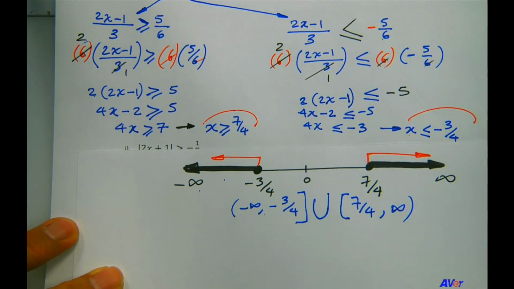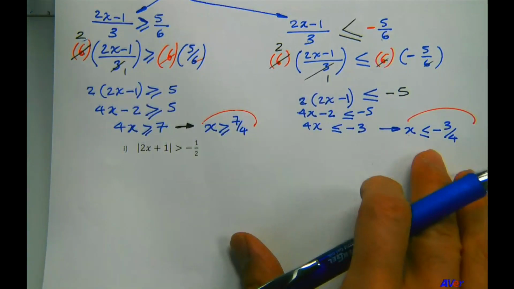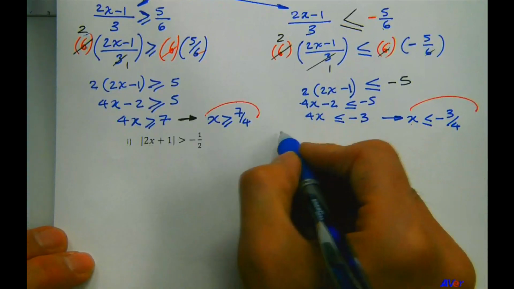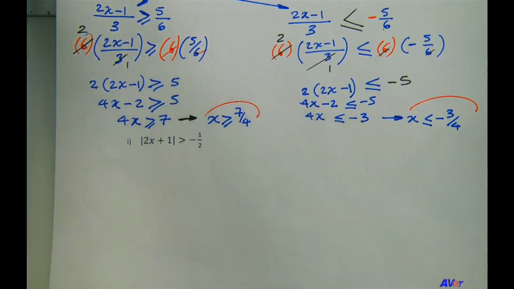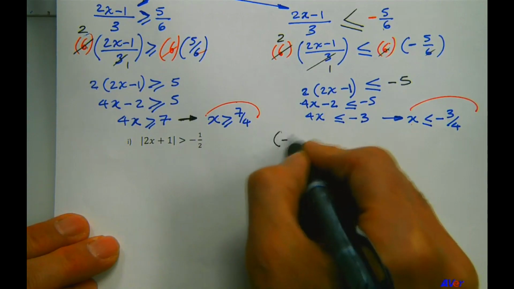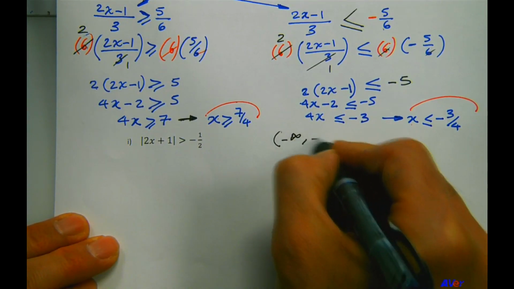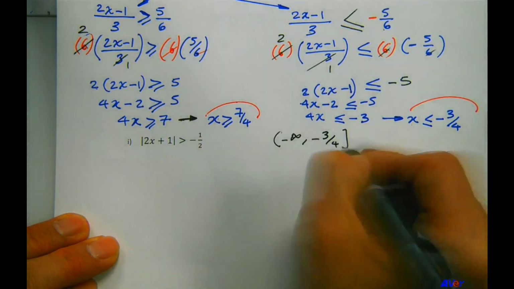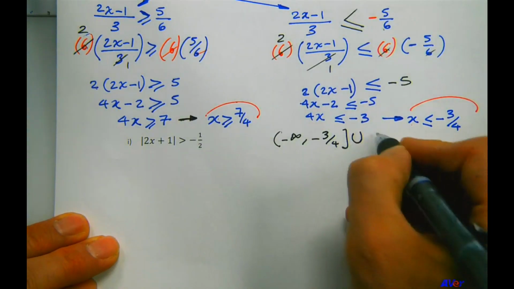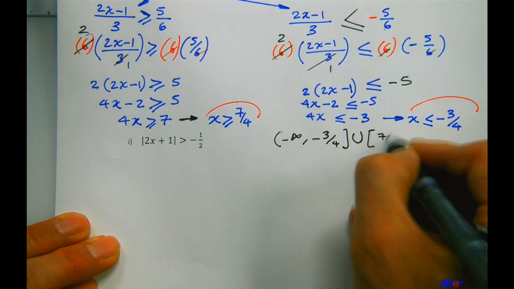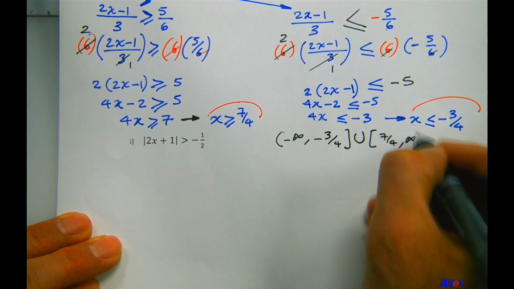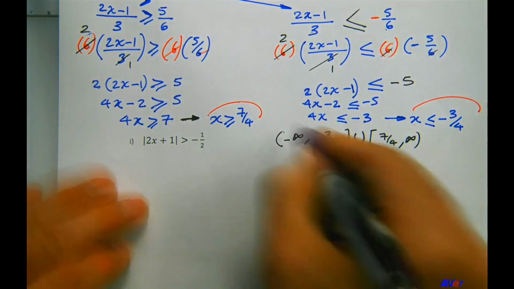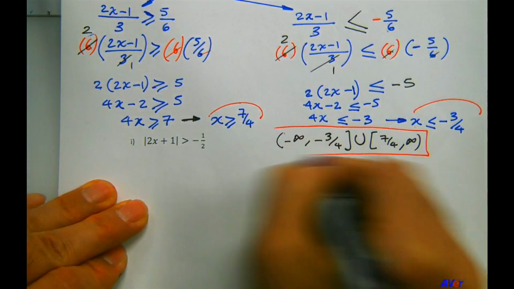All right, so let me write that here. We have minus infinity to minus 3/4 bracket, union, bracket 7/4 to infinity. Like that.